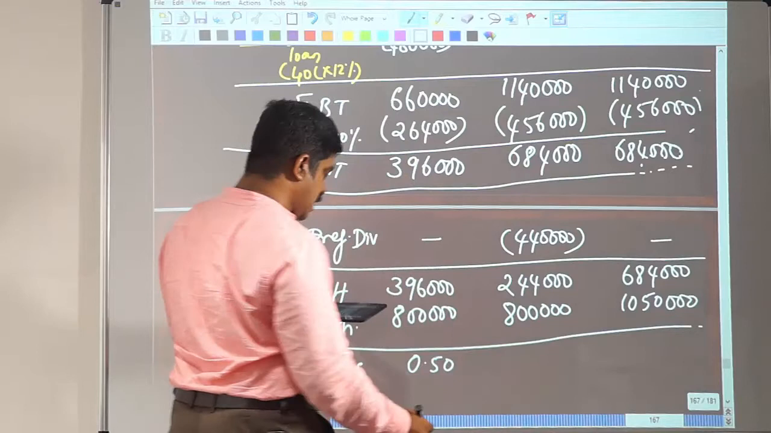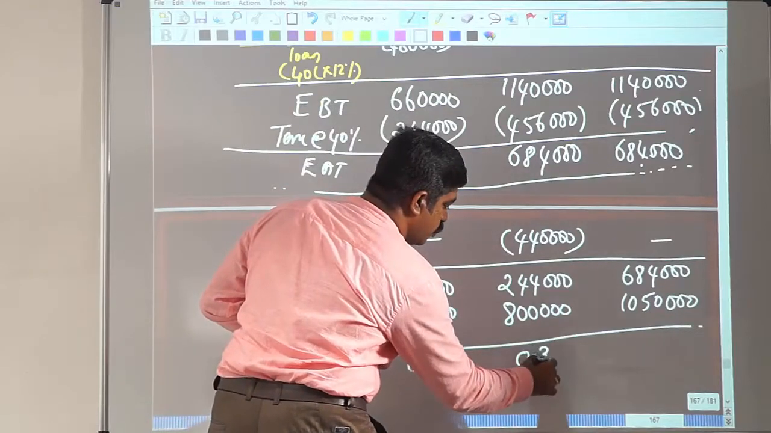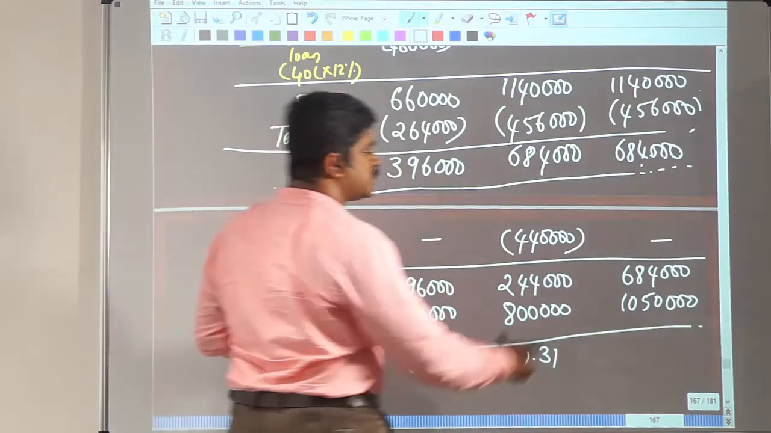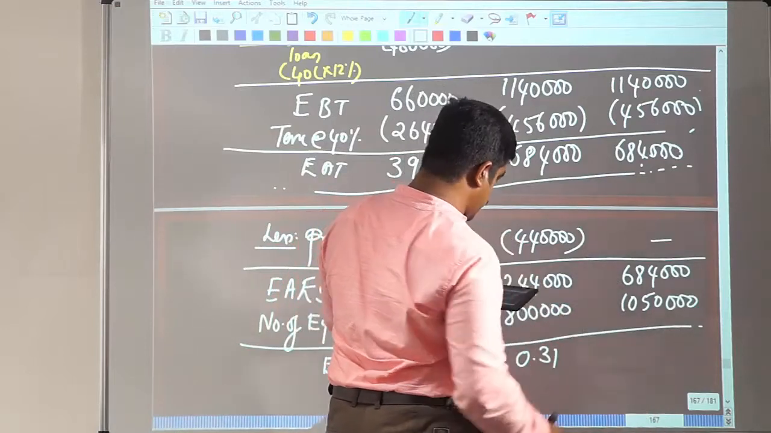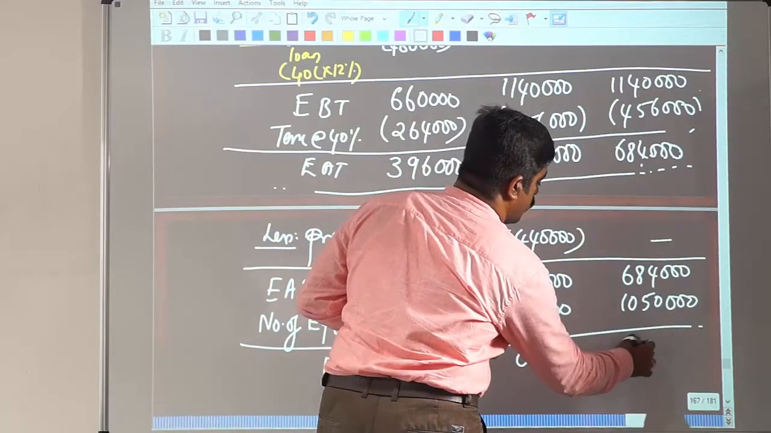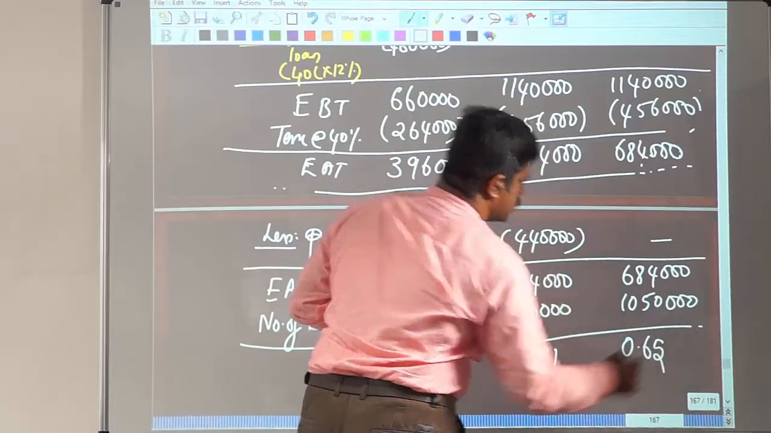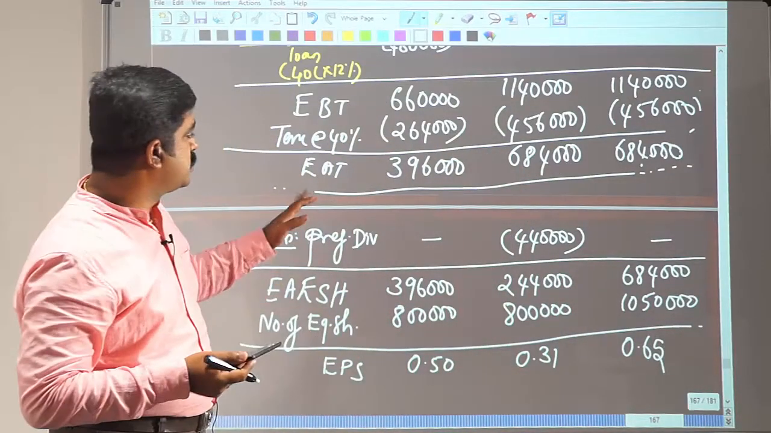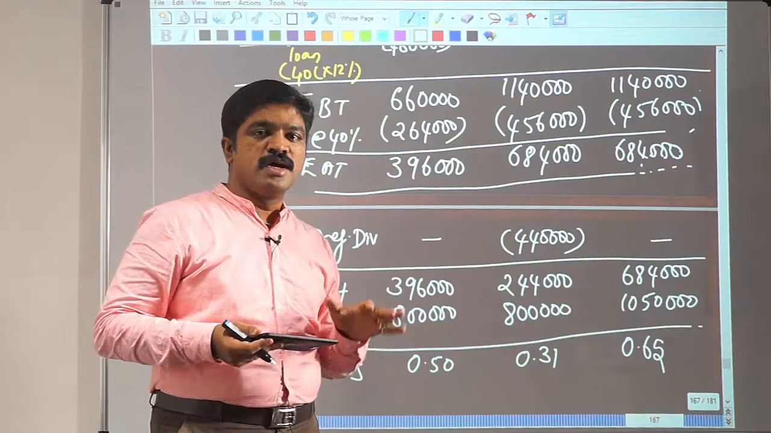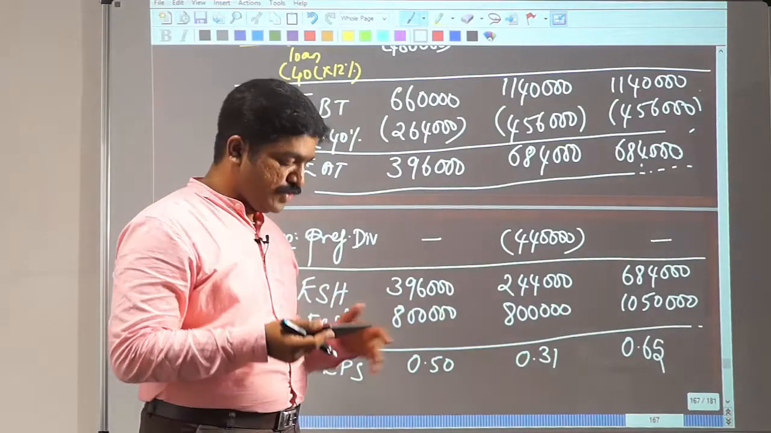2,44,000 divided by 8 lakh, it's going to be 0.31. I'm rounding off. 6,84,000 divided by 10,50,000, it's going to be 0.65. So in this way, we have completed question 1. Question 1 basically involves computation of EPS of all the 3 options.